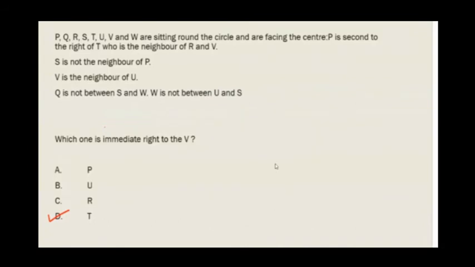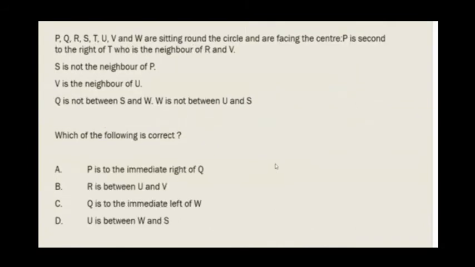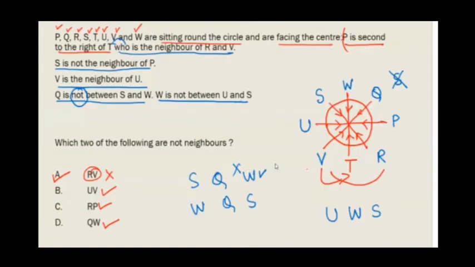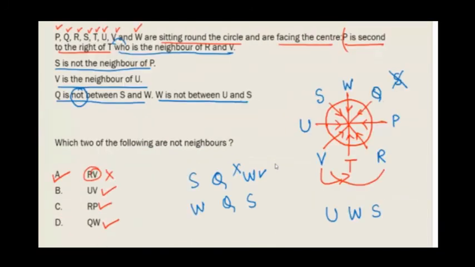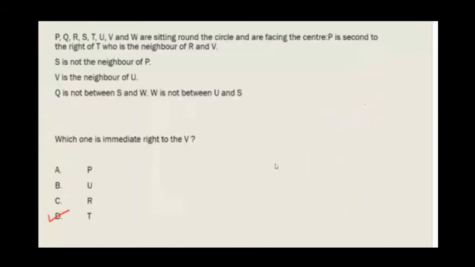Similarly, which of the following is correct? Now you have an arrangement. You can check with that. P is to the immediate right of Q. Is that correct? No, it is left of Q. Q is facing the center. It is left of Q. So the first one is wrong.